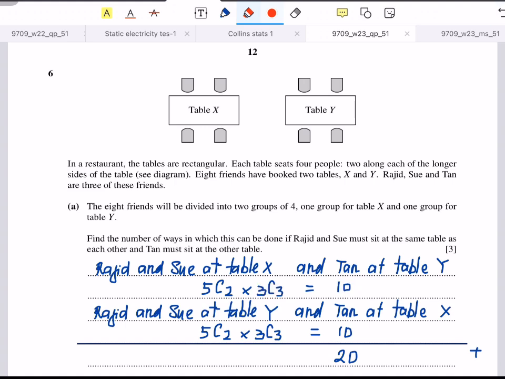It is also possible that Rajit and Sue are at table Y and Tan at table X. We have exactly the same number of selections for the second possibility, which is 5 choose 2 times 3 choose 3. It is equal to 10. And the total selection will be 20.